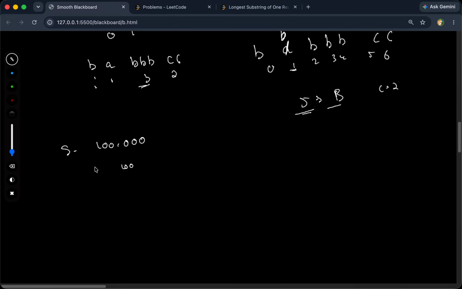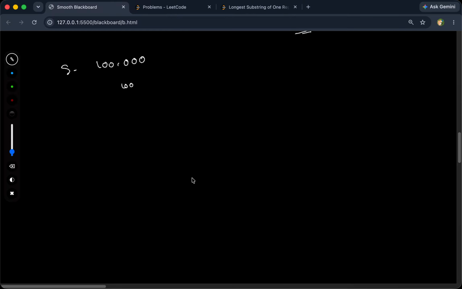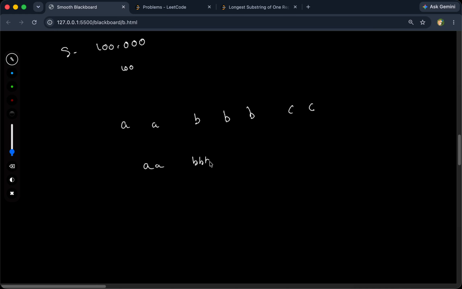Okay, see, suppose our string is A B B B C C. We can think of it as a segment. The information is that A's longest is 1, B's longest length is 3, and C's is 2. Now if I change one character, do I really need to forget everything?